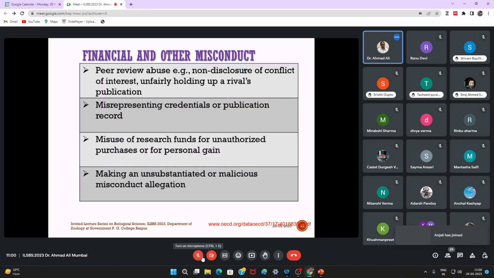Financial and other misconduct, peer review abuse. I mentioned that. Misrepresenting credentials or publication records, misuse of research funds for unauthorized purposes. So when you get the grant, you promise that you will be using this fund for research purposes only.